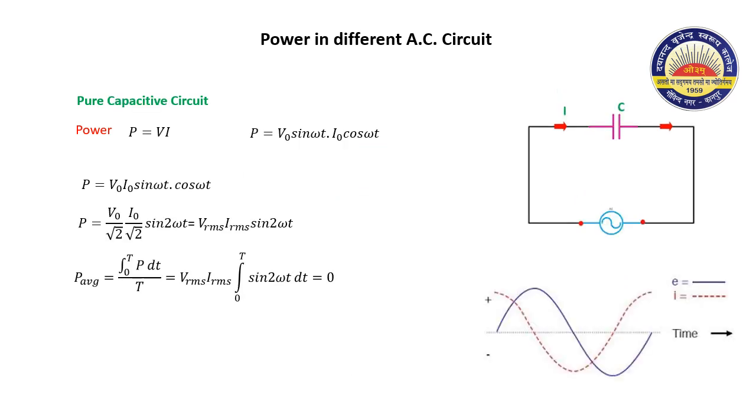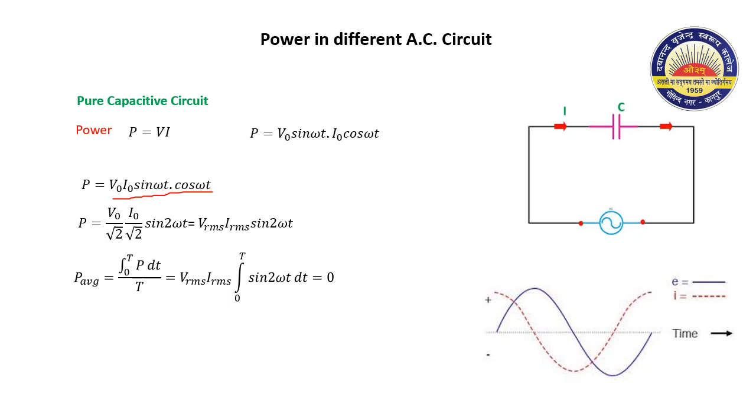Now coming to the pure capacitive circuit. So as we know that in the capacitive circuit V is equal to V naught sin omega t and I is equal to I naught cos omega t. So the power will be given by P is equal to V naught I naught sin omega t into cos omega t, which further can be written as V naught by root 2 I naught by root 2 sin 2 omega t, which will be turned as Vrms Irms sin 2 omega t.